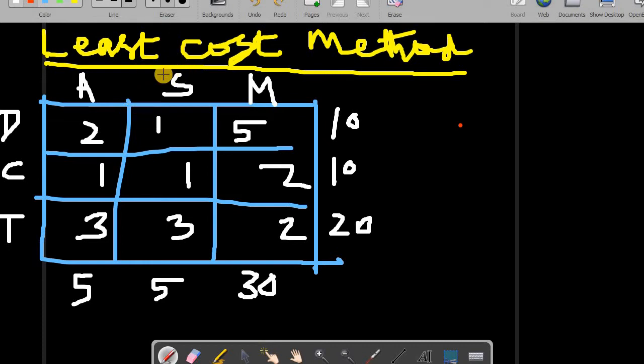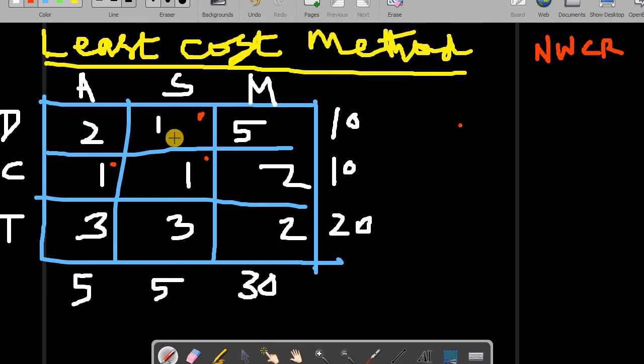In the previous method, the NWCR method, we gave importance only to the northwest corner cell. But here it is not like that. We are giving importance to the least cost in the given matrix. This is the given transportation matrix. Among these, which is the least cost? There are three places: this one, this another, and this another. These are the three least transportation cost cells.